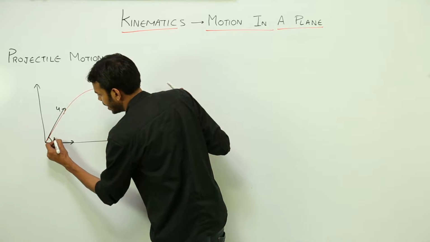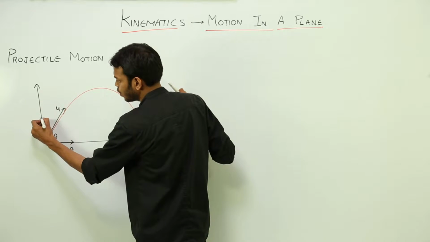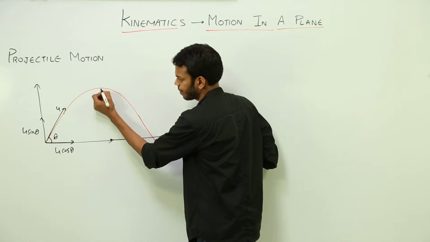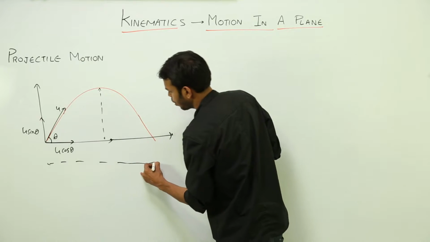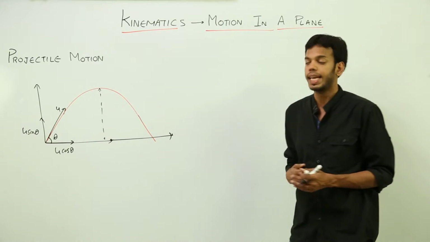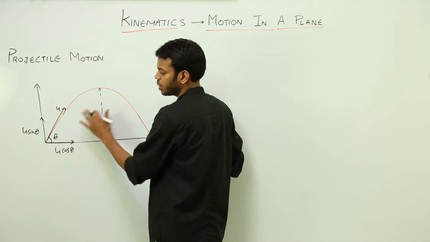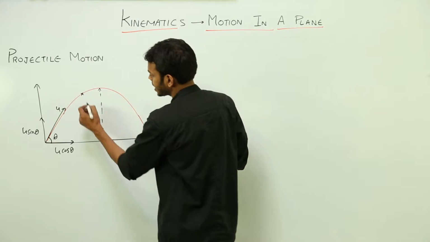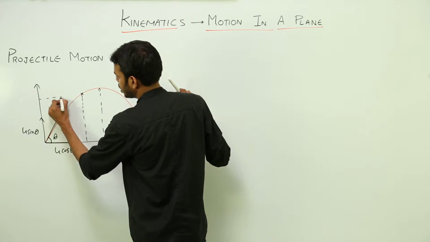If it is projected at an angle theta, the horizontal component of this velocity would be u cos theta, and the vertical component would be u sin theta, right? This is the maximum height, but we are not requiring it, and this is the range of the projectile, just for the information. What we want is to establish a relation showing that this projectile is undergoing a parabolic path. For that, consider the position of the projectile particle at any time t to be here. Suppose it has covered this much distance vertically and this much distance horizontally.